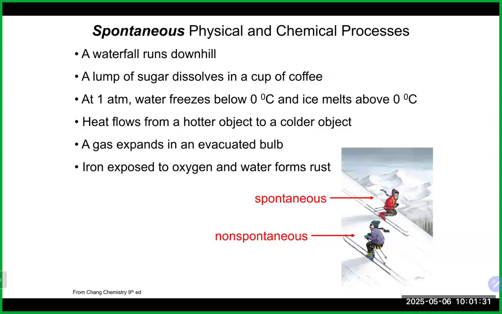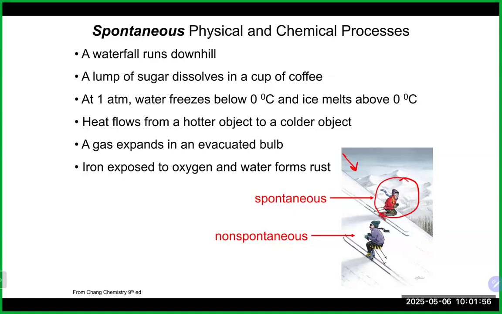Heat does flow from hotter objects to colder objects. If you have a gas in an evacuated bulb and you open it, it will fill and expand. And iron, all you need is a little bit of moisture and some oxygen, and you're good to go for rust. It will occur spontaneously. Obviously, if you're skiing and you're starting at the top of the hill, that's a pretty spontaneous thing. You just need to go over the hill, right?